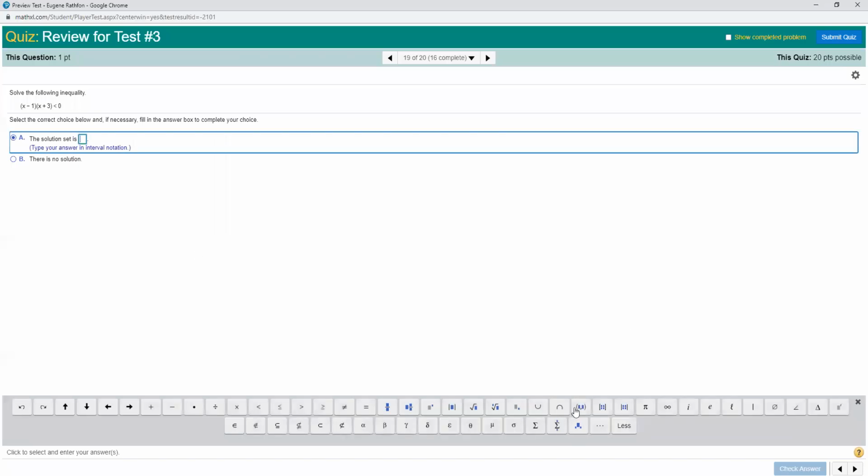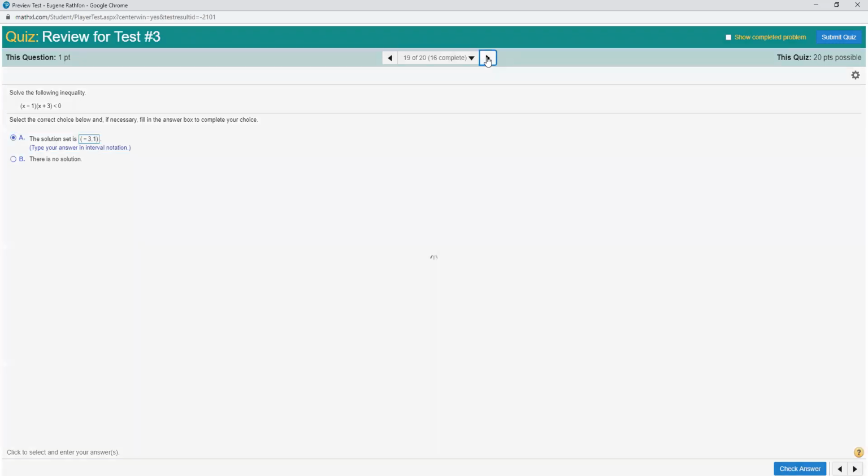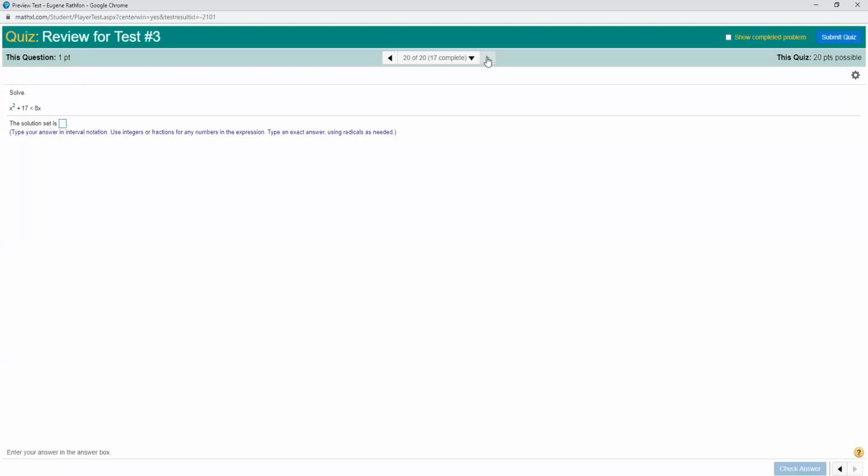All right, so I had parentheses, and I went from what? Negative 3 to 1. So you got to test those intervals and see which one's true and which ones make it false, okay? I bet the last one, they're going to make me solve it all the way, but doing the same thing. So I got an x squared plus 17 is less than 8x. All right, so let's go work this one.